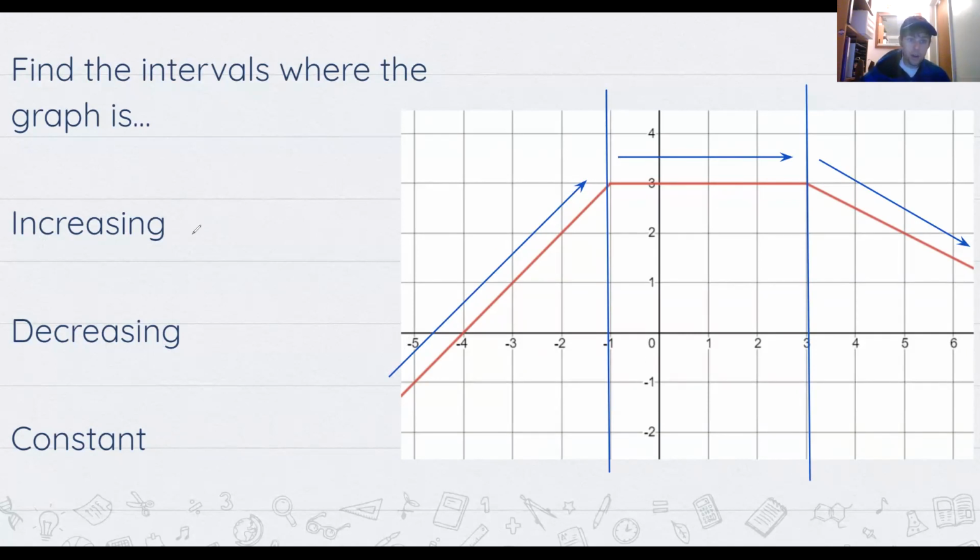Let's go ahead and write out these intervals. We're increasing from -infinity all the way over to this line at -1. We are now constant between -1 and 3. And then we're decreasing starting at 3, all the way to +infinity forever. Because it runs off the graph, we do have to assume that it keeps following that path all the way to the right or the left. Alrighty, let's go ahead and clear this.